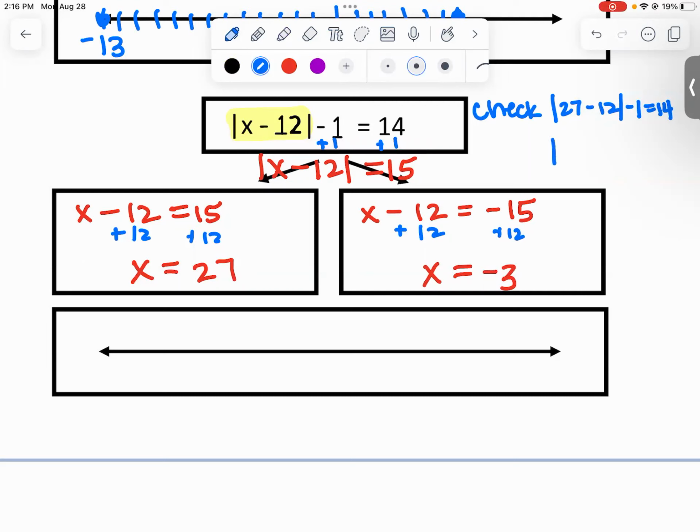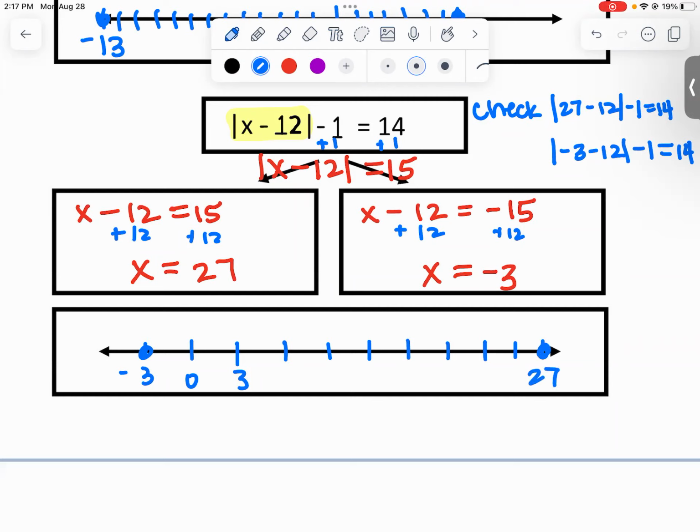We also need to check the absolute value of negative 3 minus 12 minus 1 equals 14. Yeah, I think we'd be good because this would give us 15 minus 1. So this would be good. Now, for my number line, I think I'm going to count by threes. 3, 6, 9, 12, 15, 18, 21, 24, 26.